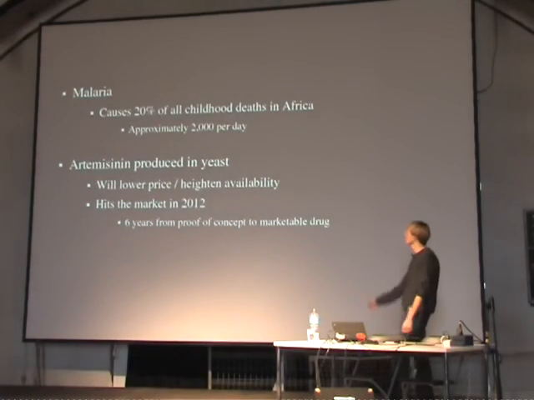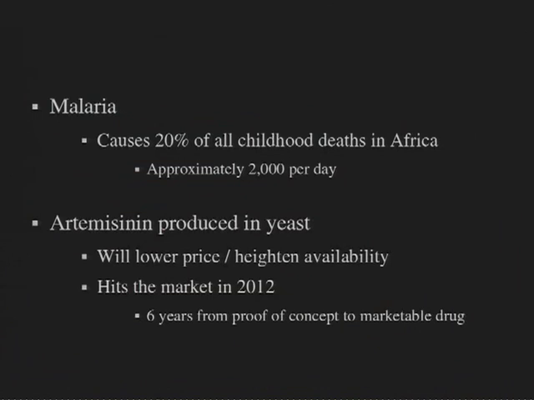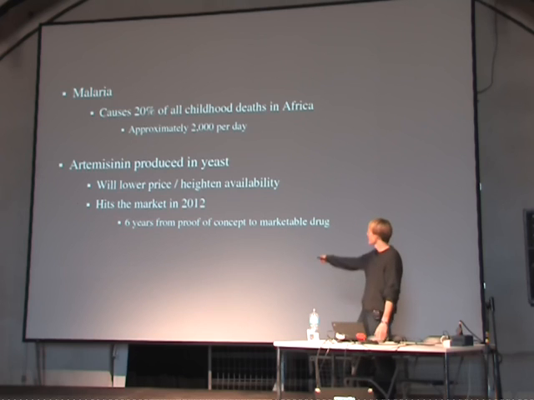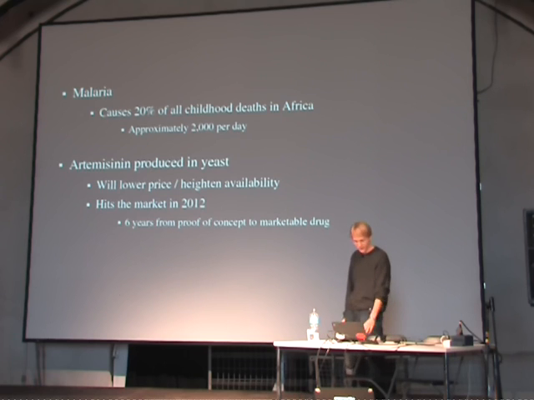So malaria is a huge problem. It causes 20% of childhood deaths in Africa. That's about 2,000 deaths per day. And these guys produced artemisinin in yeast, which is lowering the price, and it's also going to solve some problems such as availability. Sometimes you have a low crop yield or you have market fluctuations, and that can lead to problems with availability. And this drug was created in 2006. Not the drug, the proof of concept about producing a drug in yeast, and it'll hit the market in 2012. So it still takes us a while to do these kinds of things, but they're possible.